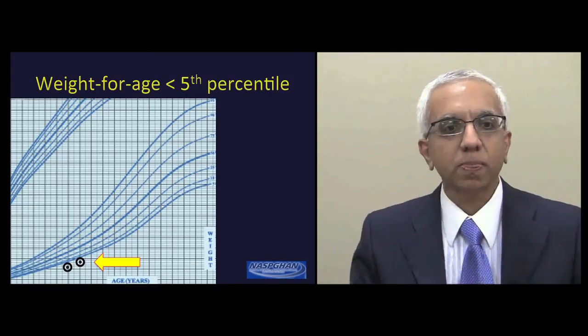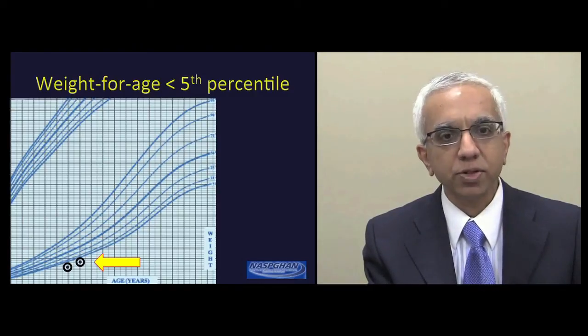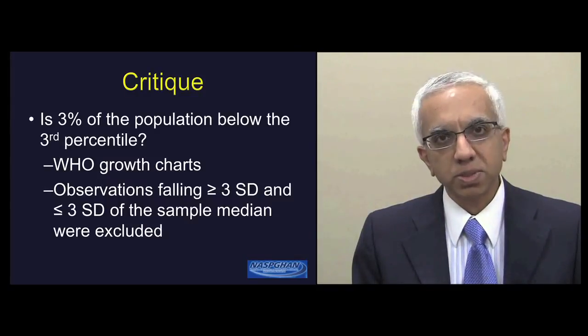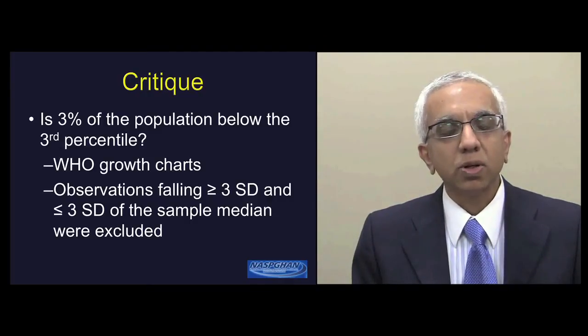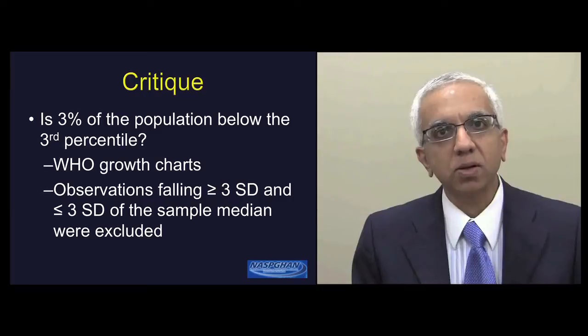So on to the weight for age less than the 5th or the 3rd percentile. This is not difficult to understand, but is this a good use of a definition for failure to thrive? Firstly, is 3% of the population below the 3rd percentile? If we look at the WHO growth charts, they took out the outliers with regard to the thinnest and the most overweight of children. So they took out children who were greater than or less than 3 standard deviations above or below the sample median. So the most important outliers are all already excluded, and for these charts, 3% of the population does not fall below the 3rd percentile.